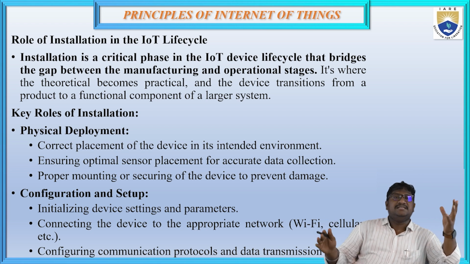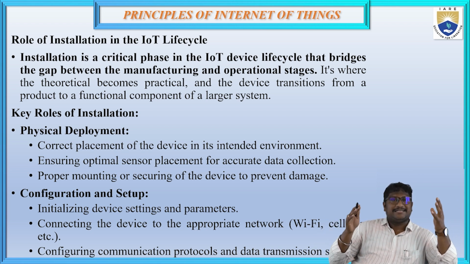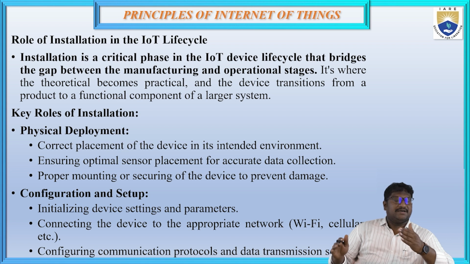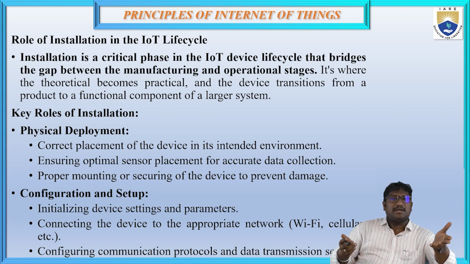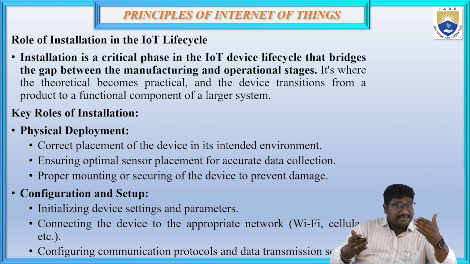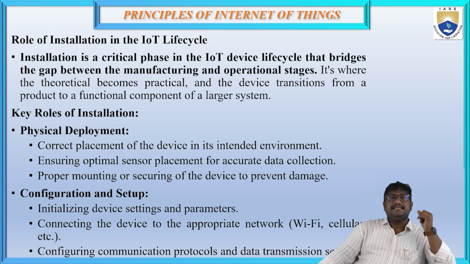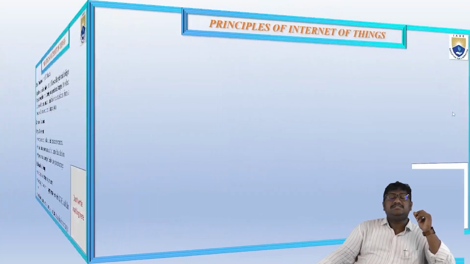After setting up these devices, the parameters have to be set. We need to initialize the device settings. After connecting the device to the appropriate network, such as Wi-Fi, cellular network, or whatever network you are utilizing, you need to configure the communication protocols based on the data transmission settings. This is how the installation roles are.